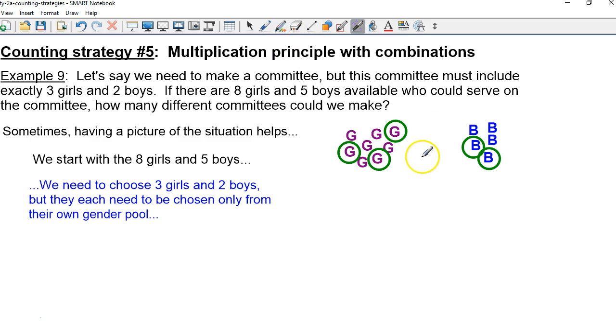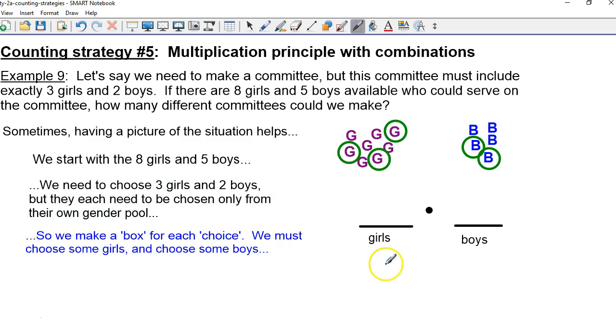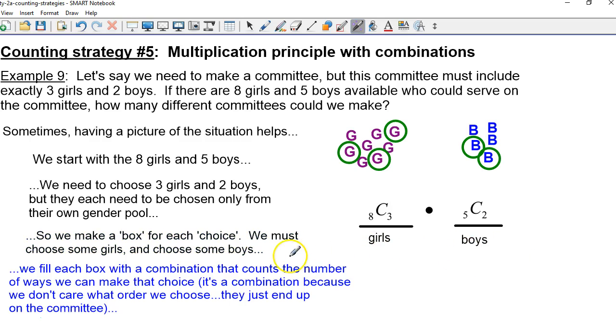So we have to choose 3 of the girls out of the 8, and we have to choose 2 of the boys out of the 5. Okay, so we make a box for each choice, a box for girls, a box for boys. And then we fill in each box with a combination. So out of the 8 girls, we choose 3 of them. Out of the 5 boys, we choose 2 of those.